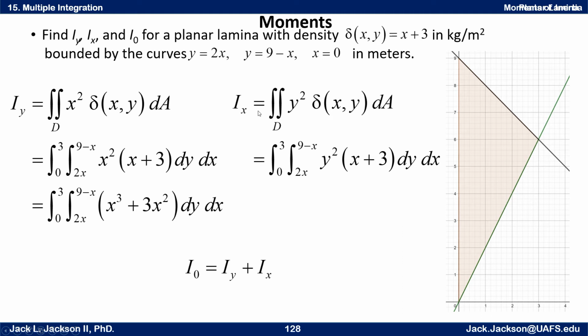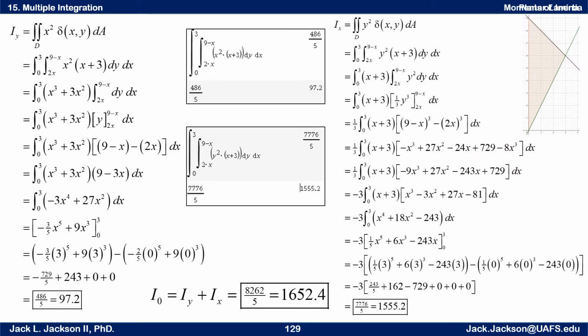The moment of inertia with respect to x then is just y squared times that rho, so it's y squared times y plus 3. And the polar moment of inertia is just summing those two integrals. Here are the details worked out to get the numbers.